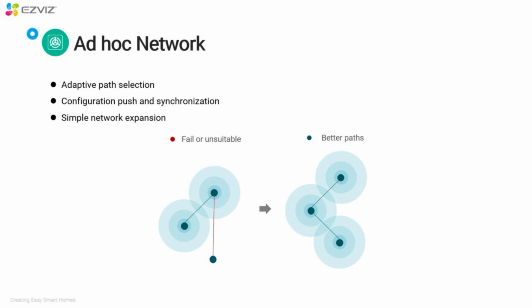And the ad hoc network is that connections can be established between different network nodes. And when we communicate, it can automatically choose the optimal path. If a link goes down, there are other links to support.